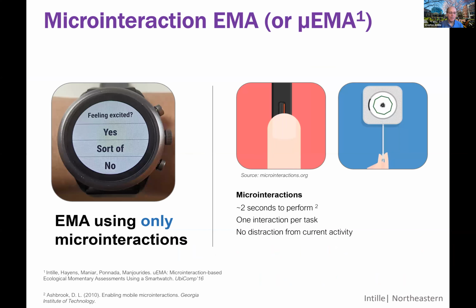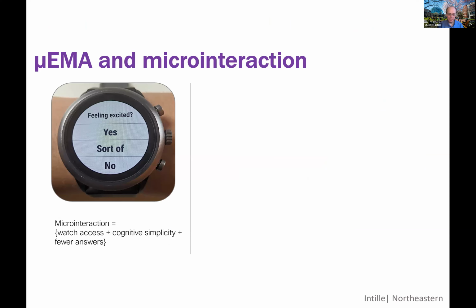The way to think about a microinteraction is it's something that you hardly have to think about, like turning on a light or flipping a switch. Something that you could do in the middle of a conversation. It might take you about 2 seconds to do. And what we're exploring is, can we use EMA with only microinteractions, and is that useful in various domains?